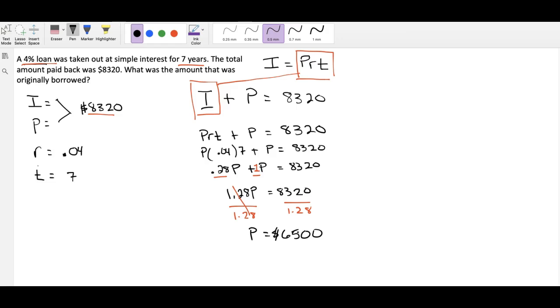So now if you wanted to figure out the interest, you could, but that's not what the question is asking for. All right, that is the end of this very long lesson.